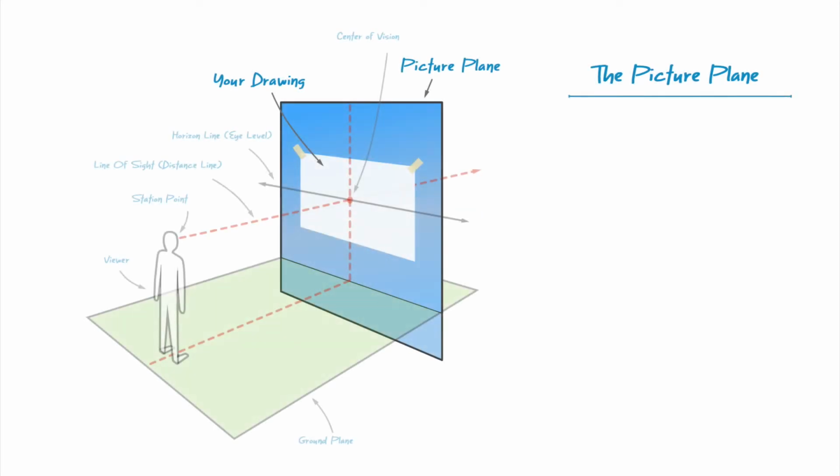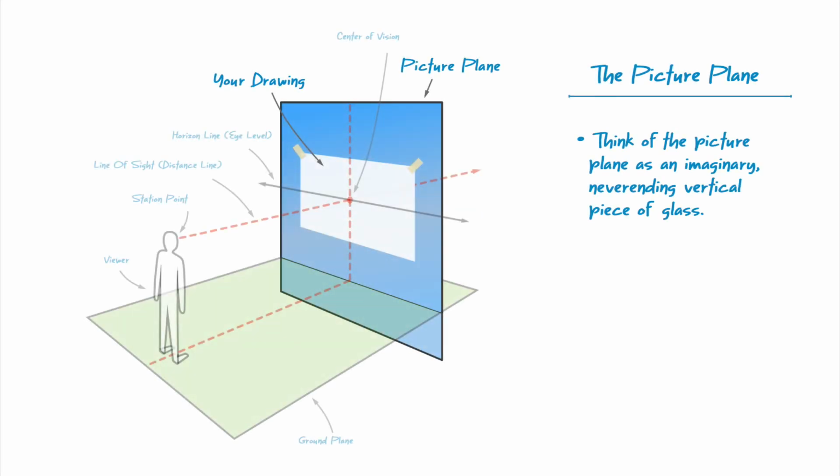The picture plane. Think of the picture plane as an imaginary piece of glass. The viewer always looks through the picture plane at a 90-degree angle. If the viewer is looking straight ahead, the picture plane will always be 90 degrees to the ground plane.